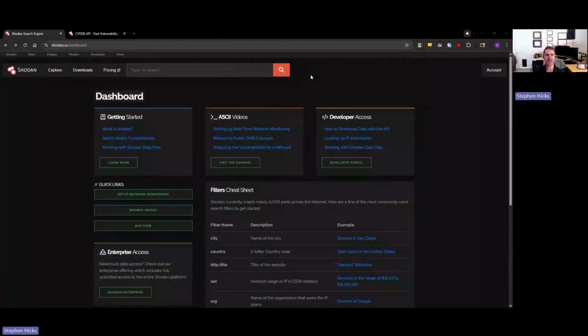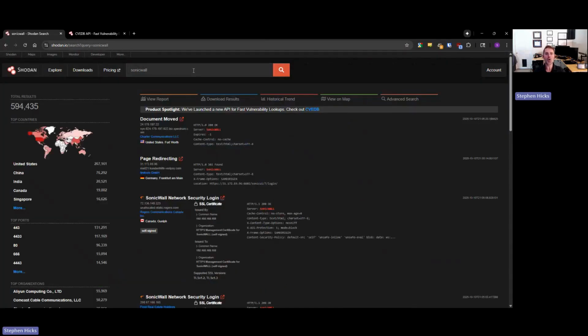This, my friends, is Shodan. Basically, it is a database that I can search of anything connected to the internet. Here's a great example: SonicWall. I want to know all the SonicWalls out there in the world that are related to a specific type of vulnerability or specific software problem. And if I say SonicWall, I get 594,435 results for SonicWalls. This is everything on the internet that we can scan that is currently a SonicWall.